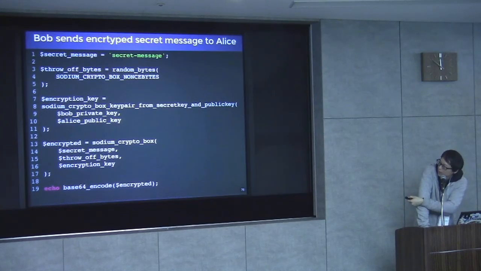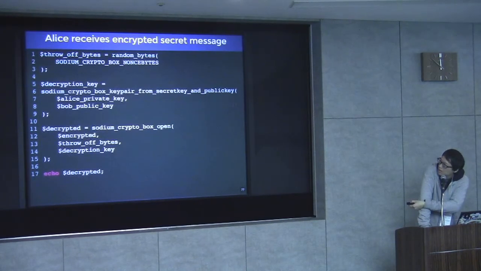So use this one, sodium crypto box keypair. Then Bob uses his private key and Alice's public key, then generates the encrypted result. And use the base64 to encode the encrypted result. Then use this result and send it to Alice. Then Alice receives the encrypted message. And she can use her private key and the public key, then get the decrypted message.